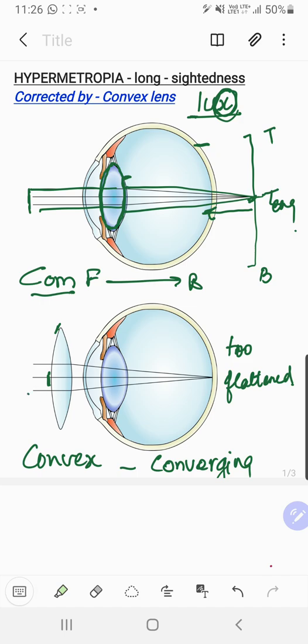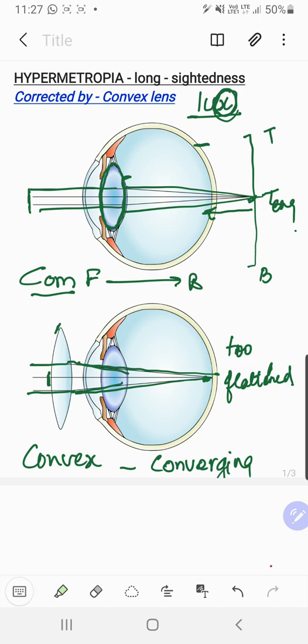Here if you see, normally light rays were coming, but due to this lens they are diverted to the center side. This is convergence of light rays, and due to this the point of intersection is actually falling on the yellow spot, not behind the yellow spot, right?